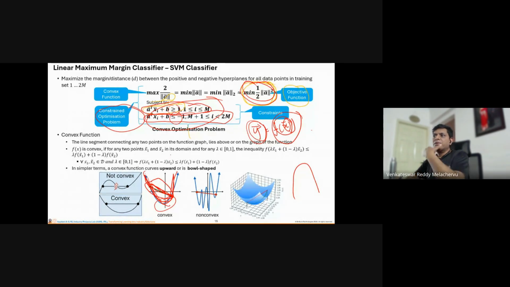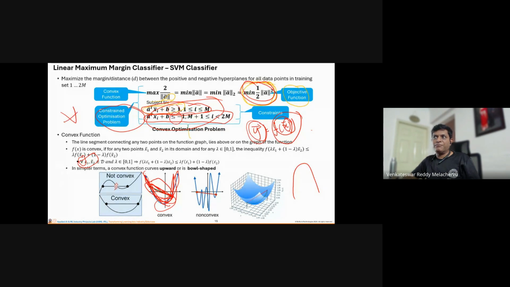So a convex function is nothing but a function where, when you draw a line segment between 2 points on the function curve, that line segment or hyperplane falls either on the curve or above it. That is a convex function. Mathematically, it's represented for any 2 points, not for all 2 points. This is the mathematical representation of for all.